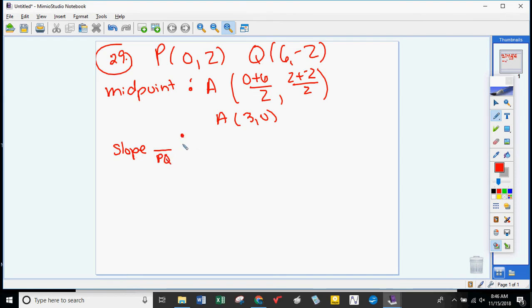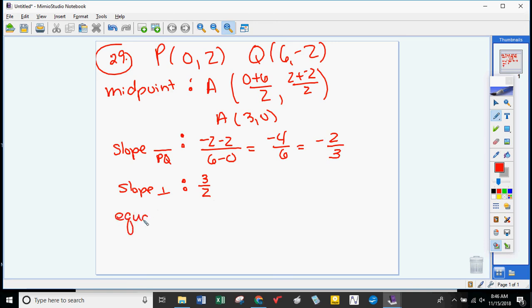And in order to find the slope of the perpendicular bisector, I have to find the slope of PQ. So the difference of the y coordinates, the difference of the x coordinates. Now the slope of the perpendicular is the opposite reciprocal. Now I'm going to find the equation of my line, using point A and slope 3/2.